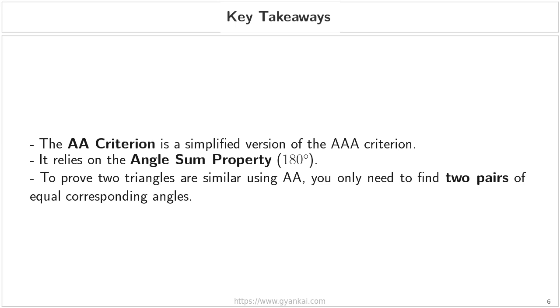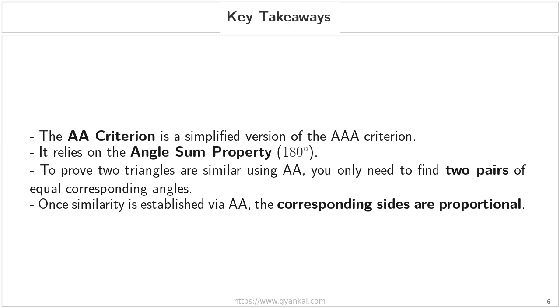Third, when you are working through geometry problems or proofs, your goal is to identify just 2 pairs of equal corresponding angles. Once you have established those 2 pairs, you have successfully proven similarity. Finally, always remember the consequence of this similarity. Once you have established that the triangles are similar via the AA criterion, you can conclude that their corresponding sides are proportional. This proportionality is exactly what allows us to perform practical tasks, like the indirect measurement example we looked at earlier, where we calculate unknown heights using shadows.